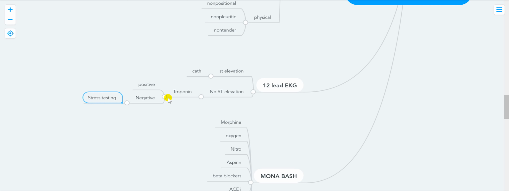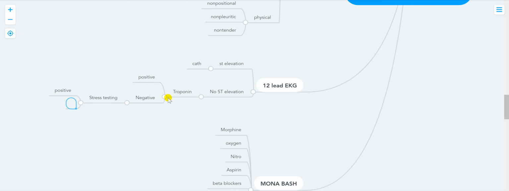If there is a normal EKG, just stable with no changes on the ST wave, then we will go with stress testing. What if the stress testing came back positive? Then we will send the patient for coronary angiogram to locate the lesion. Now you go back to the cath. What if it's negative?